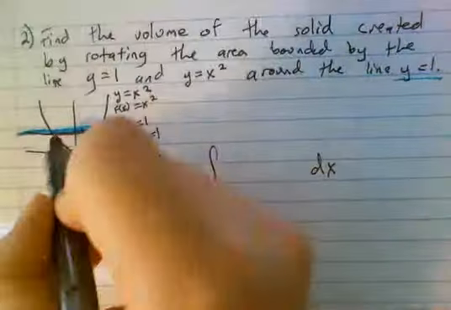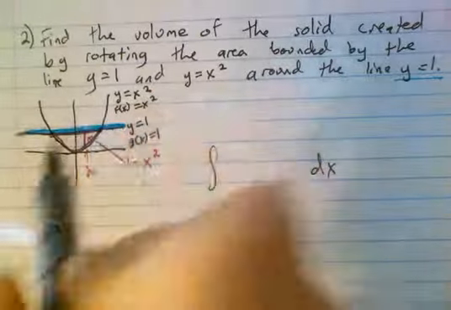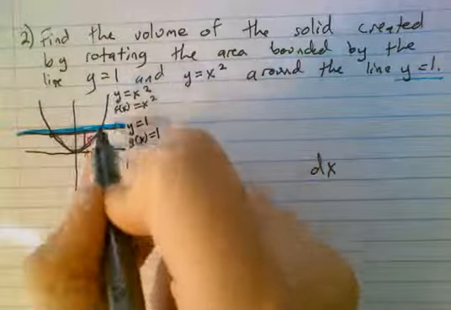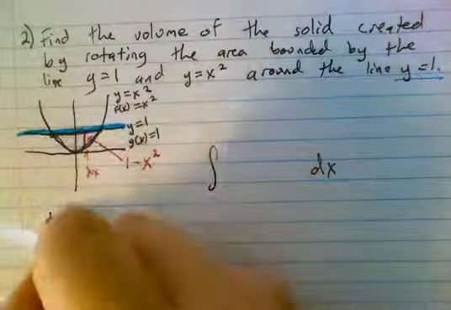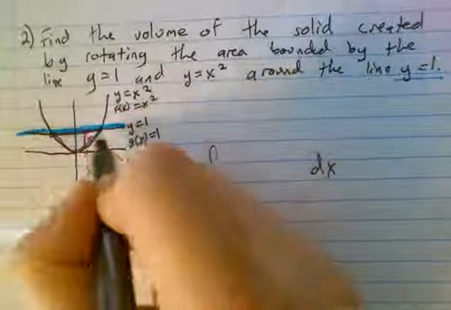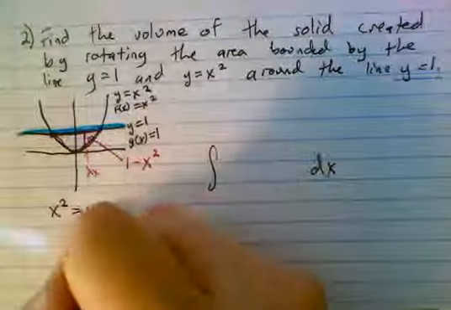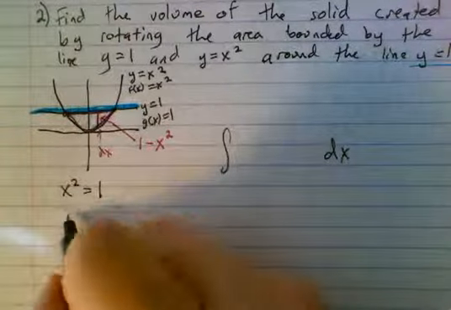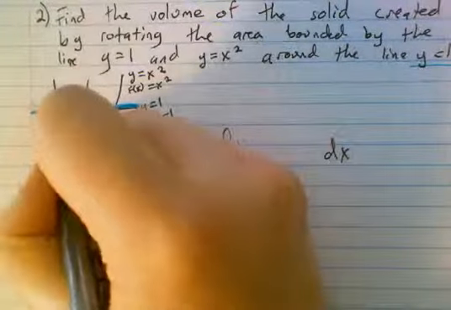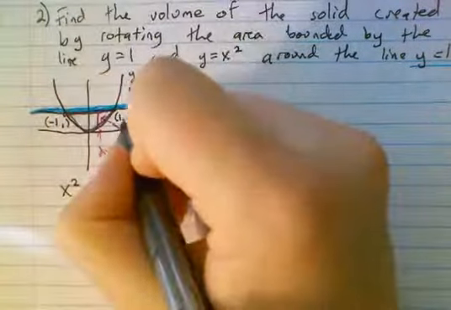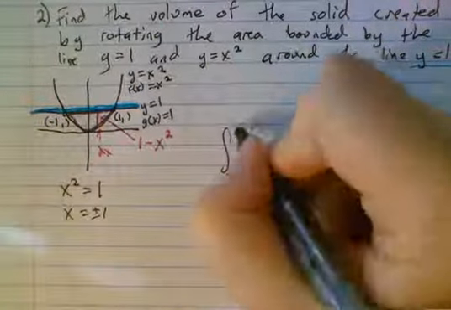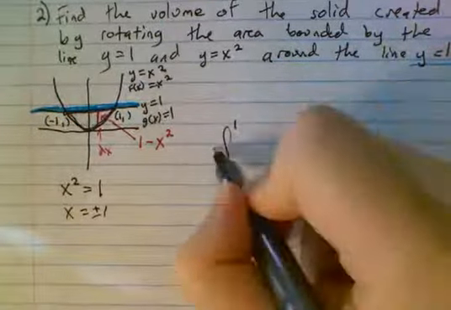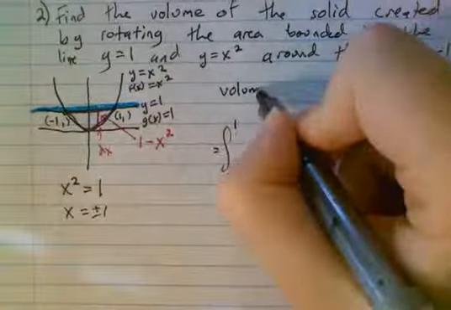We do need our bounds, so just like normal for our area, we know that f of x equals x squared. We know that y, or g of x, equals 1. So the intersections here are going to be when those two are equal. So x is plus or minus 1. So our bounds are from -1 to 1. We're setting up volume.